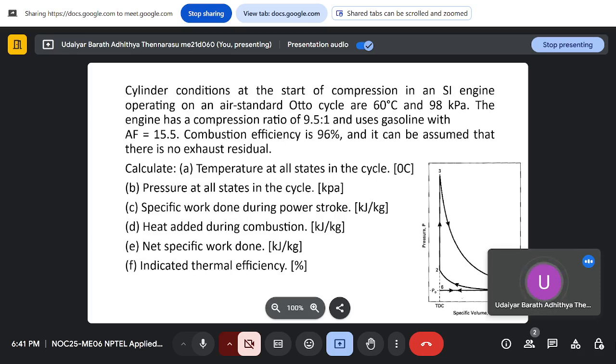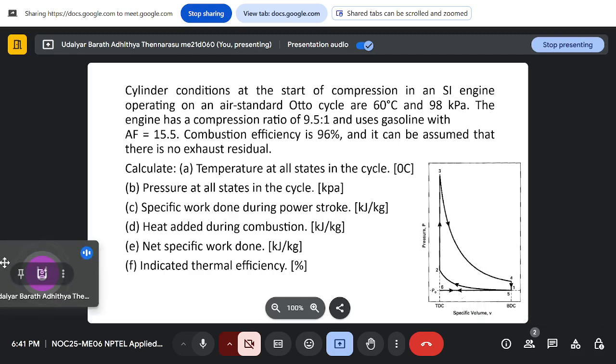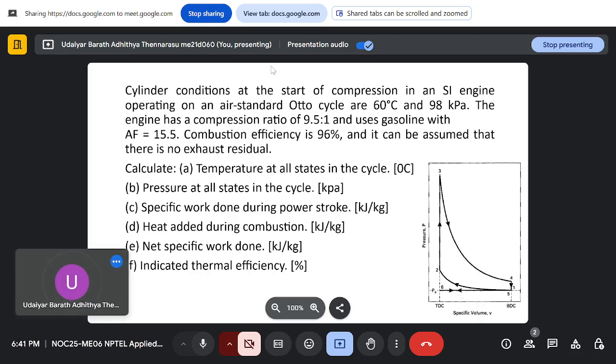So with that, we will see some problems on these cycles. First is the cylinder conditions at the start of compression in a spark ignition engine. If it's a spark ignition engine, it's a petrol engine, and it works on an Otto cycle. Operating on an air standard Otto cycle, the conditions are 60 degrees Celsius and 98 kilopascal. The engine has a compression ratio of 9.5:1.